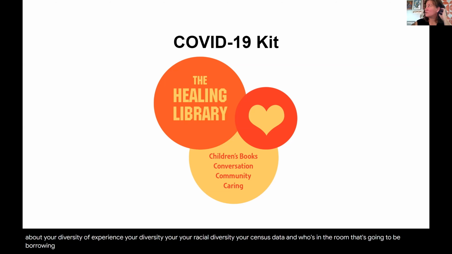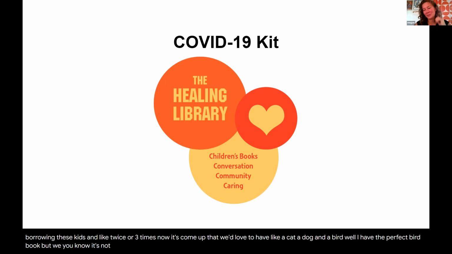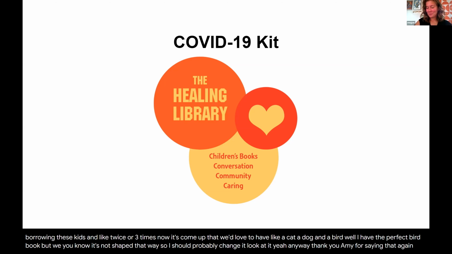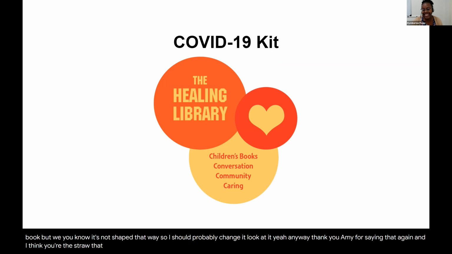And like twice or three times now, it's come up that we'd love to have like a cat, a dog, and a bird. Like, well, I have the perfect bird book, but it's not shaped that way. So I should probably change it. Just put the bird everywhere. Yeah. Anyway, thank you, Amy, for saying that again. And I think you're the straw that's breaking my camel's back.